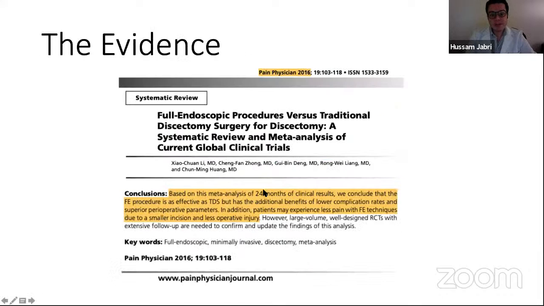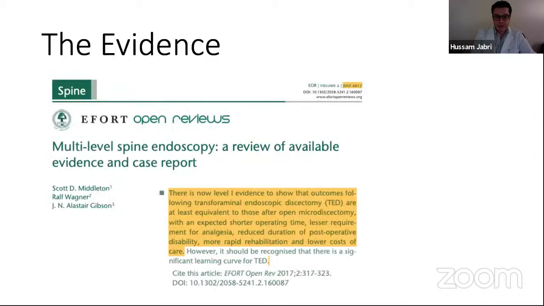Another article published in the Pain Physician Journal in 2016, with the title Full Endoscopic Procedure versus Traditional Discectomy Surgery for Discectomy, a systematic review and meta-analysis of current global clinical trials, showed the conclusion. Based on this meta-analysis of 2 years clinical result, we concluded that full endoscopic procedure is as effective as traditional disc surgery, but has the additional benefit of lower complication rate and superior perioperative parameters. In addition, patients may experience less pain with full endoscopic techniques due to smaller incision and less operative injury.